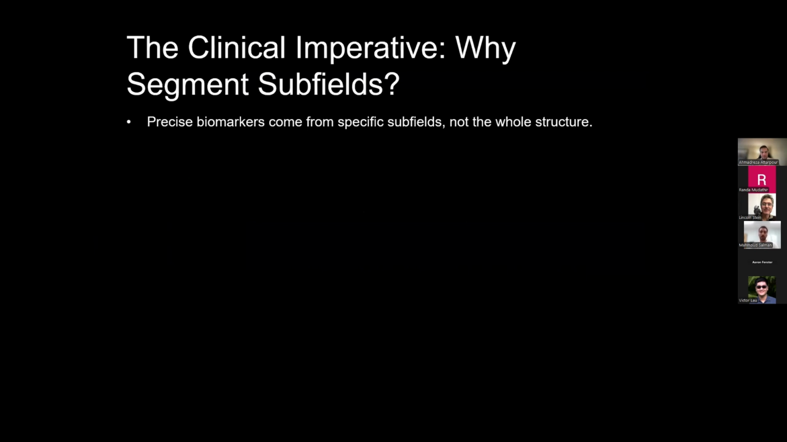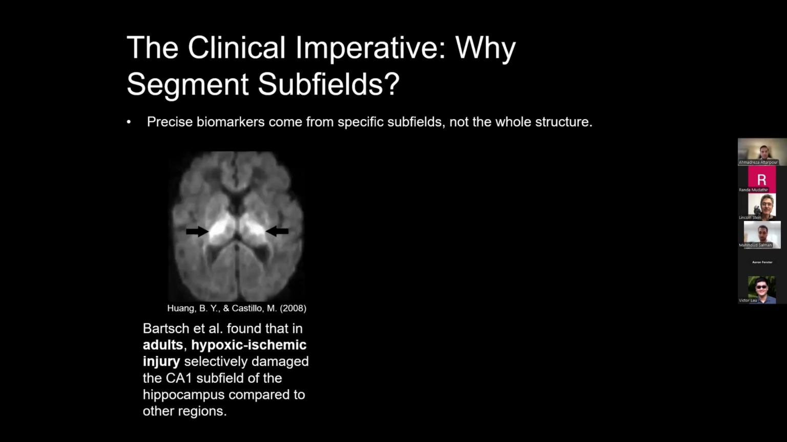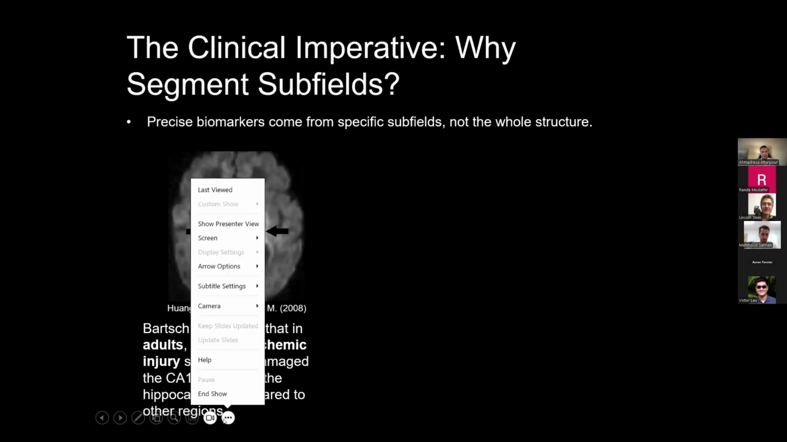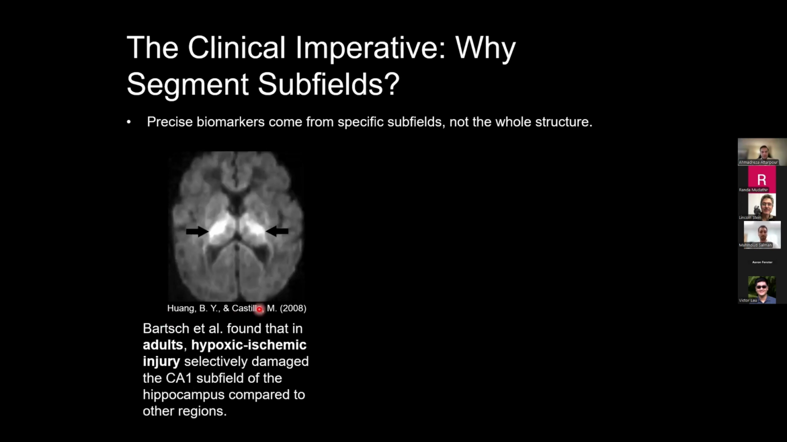So why segment? Why care about segmenting the subfields? This is because precise biomarkers actually come from the specific subfields and not just the whole structures, and this goes for the hippocampus and the amygdala. What you can see here is a neonatal patient that has hypoxic ischemic injury, and we can see a change in the diffusion MRI image in the thalamus region.